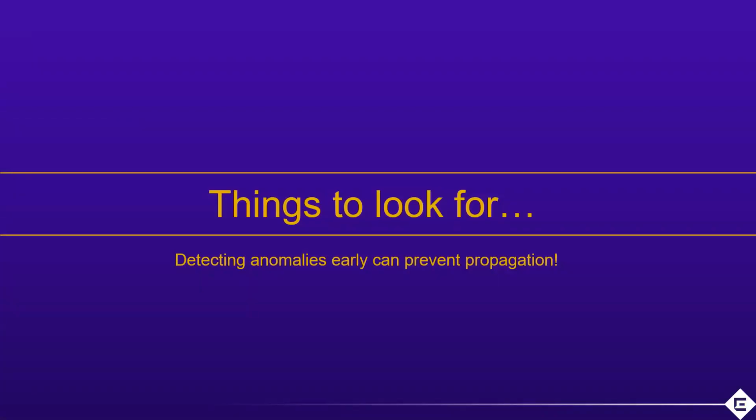And while we're doing that, let's take a quick look at things to look for, because again, detecting anomalies early can prevent propagation, and that's an important part to this. It's often been said that prevention is an ideal. In security, though, detection is an absolute must. So we need to detect anomalies.